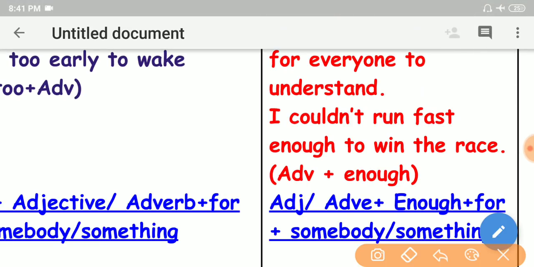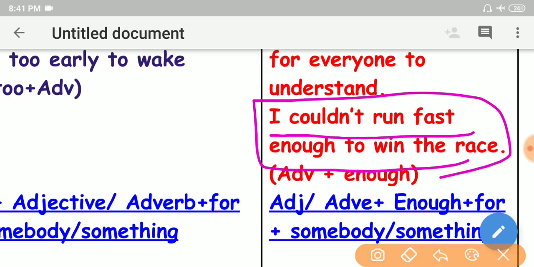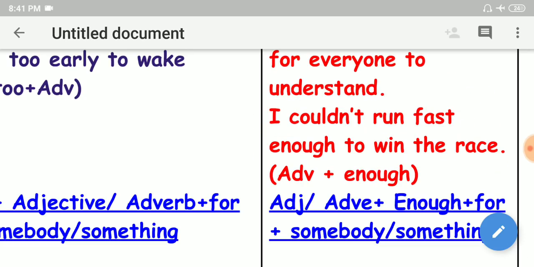So like this, another example: I could not run fast enough to win the race. Here "fast" is an adverb, sorry, not a verb. After that, "enough" is used, my dear friends. This is the one pattern with "too" plus "enough". So for "too": adjective or adverb plus infinitive. At the same time, for "enough": adjective or adverb plus enough plus infinitive. So this is the one pattern.